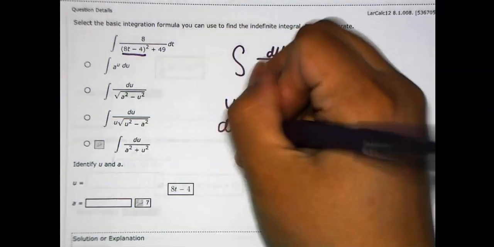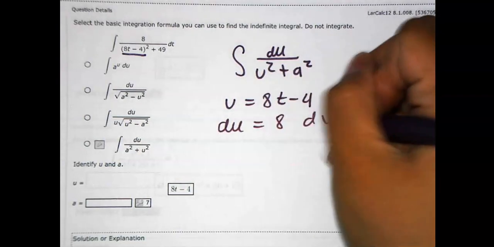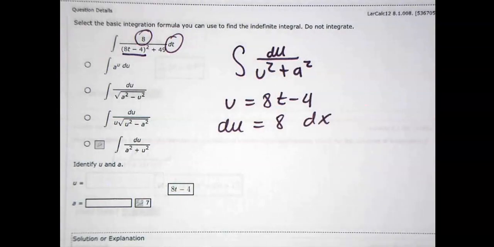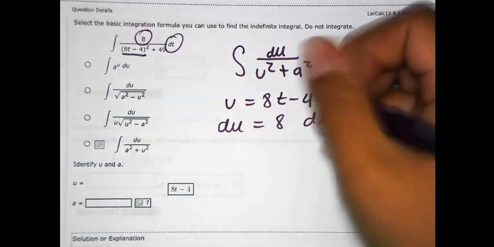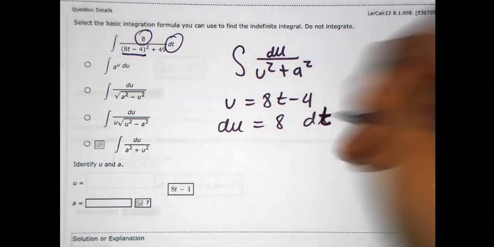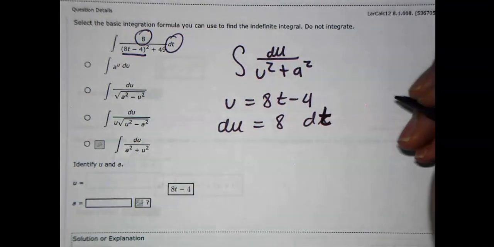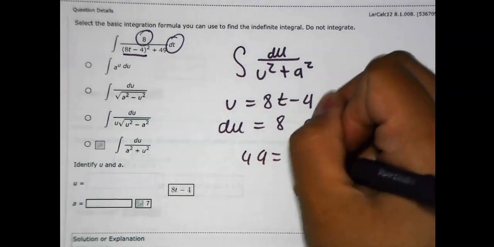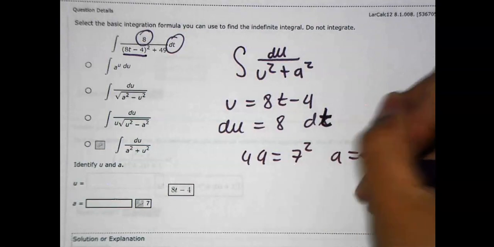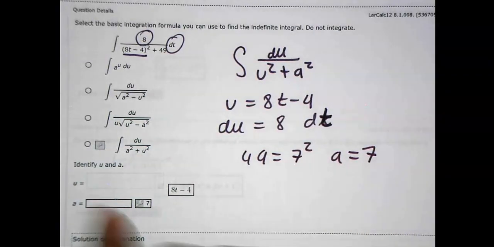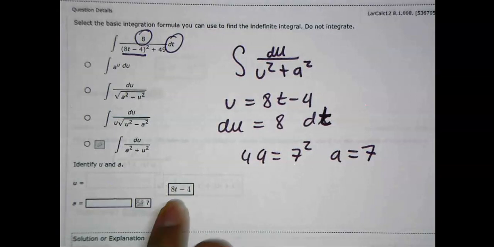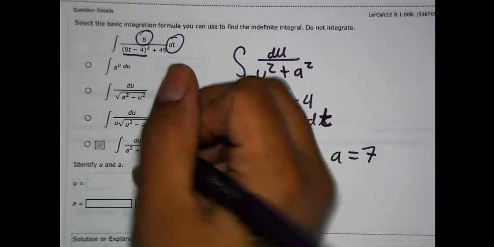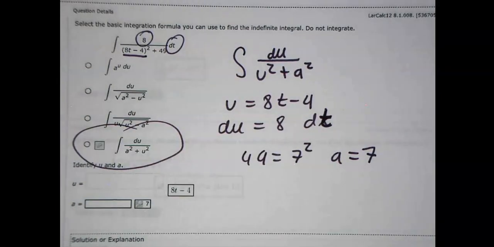If I take the derivative of this, it will be a dt. 49 can be written as 7 squared. So then my a is 7. So that's why u is t minus 4 and a is 7. So it can be written in this format, and that's why the answer is this one right here.